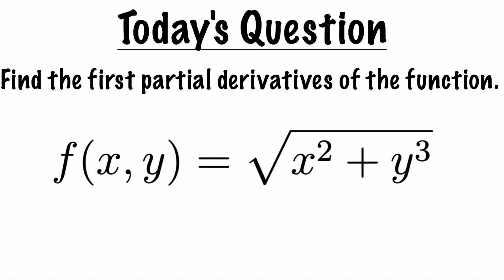The question we're working on today is, find the first partial derivatives of the following function. And the function is f of x y is equal to the square root of x squared plus y to the third.